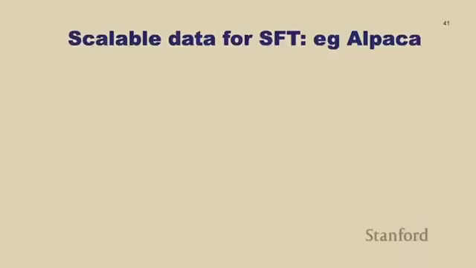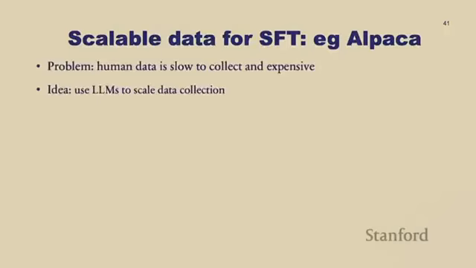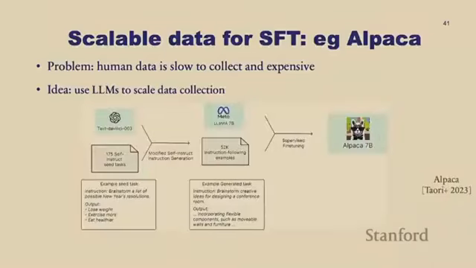So the problem with human data is that it's very slow to collect and very expensive. One possible simple idea is to use LLMs to scale data collection. That's exactly what we did with Alpaca one year ago. We used a data set of human question answers, 175 of them, and we asked the best model at the time, text-davinci-003, to generate many more of these questions and answers.